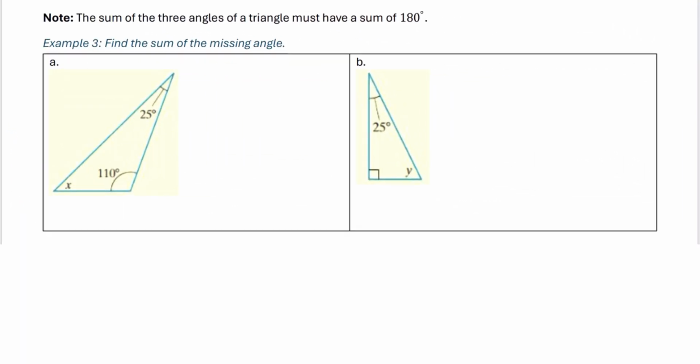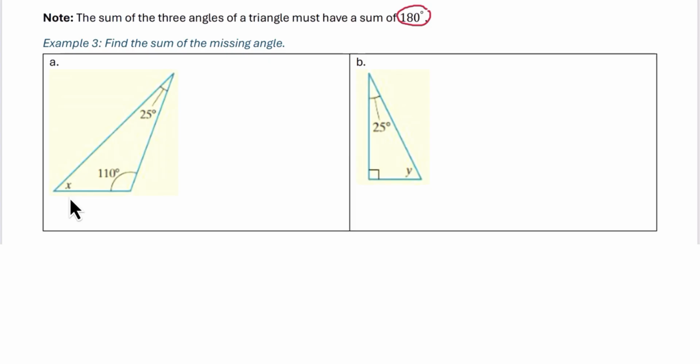Note the sum of the three angles of all triangles must be 180 degrees. That's always true no matter what kind of triangle we are looking at. So in this example, we want to find the missing angle x. We know that the total sum of the three angles must be 180 degrees.